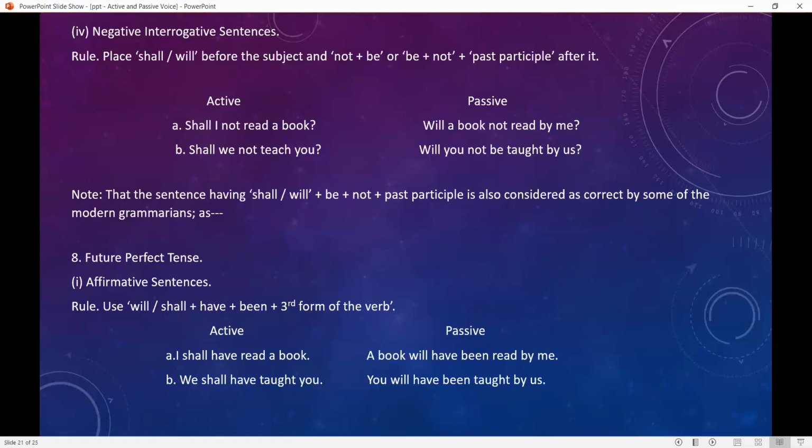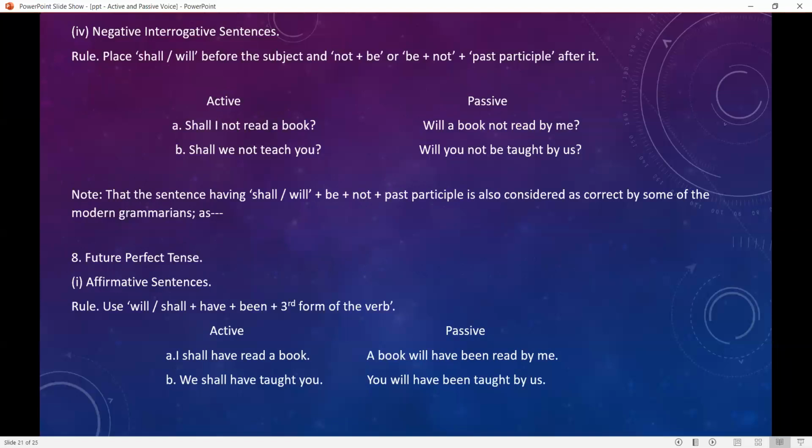Now what is the note here to carefully see? The sentence having shall or will plus be plus not plus past participle is also considered as correct by some of the modern grammarians, as you can just ignore that. Now in the next one, future perfect tense.